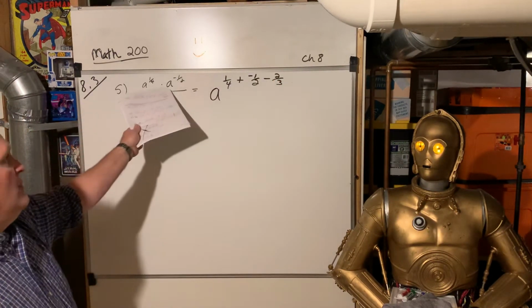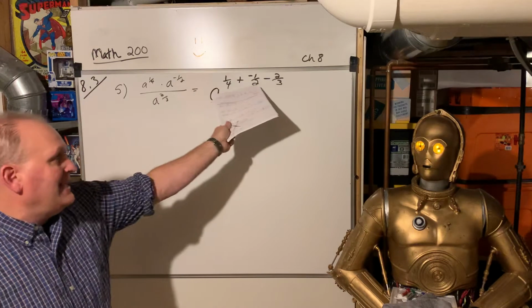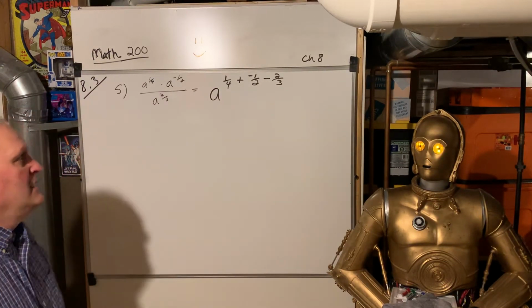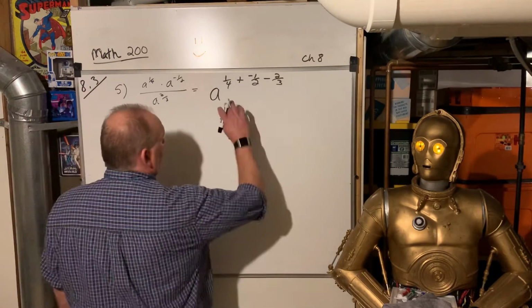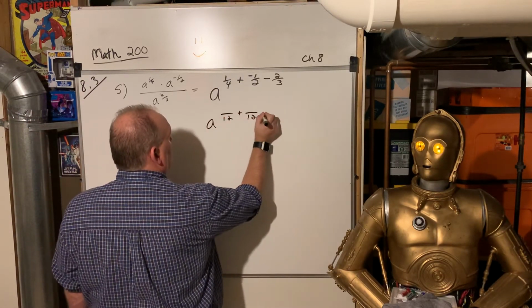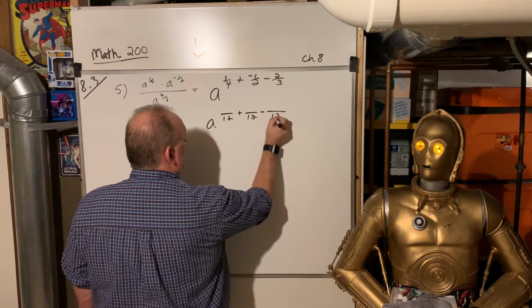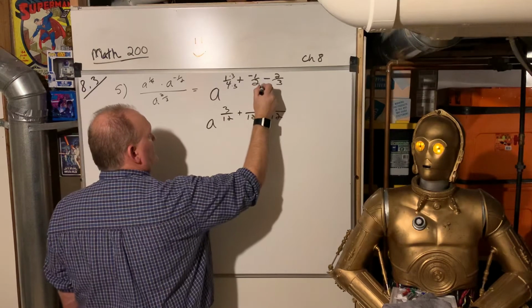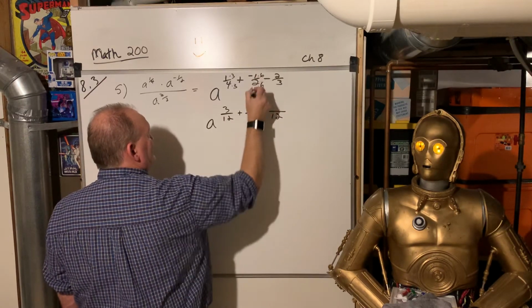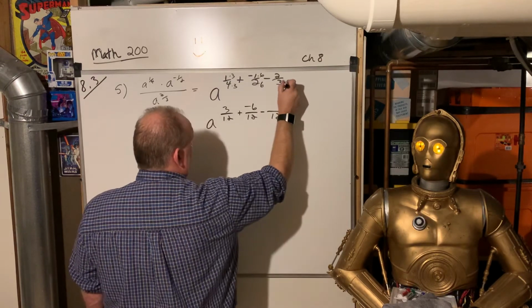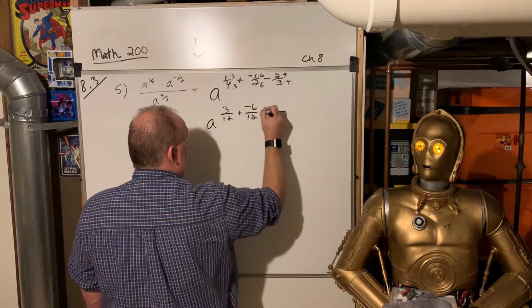Because remember when you multiply like bases, you add the exponents. When you divide like bases, you subtract the exponents. And so now we need to find the common denominator between all of those. It's a 12. So this had to be times 3/12. This had to be times 6, -6/12. This had to be times 4, -8/12.